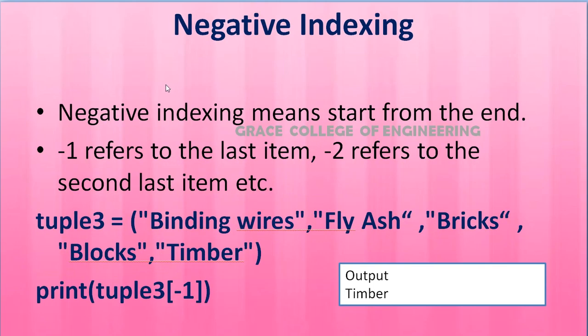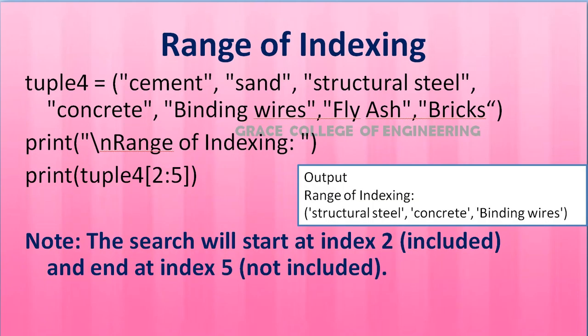Negative indexing. Negative indexing means it starts from the end. So the end of the tuple is referred to as -1. So timber is -1. Here the tuple is created and print tuple of -1. The output is timber.